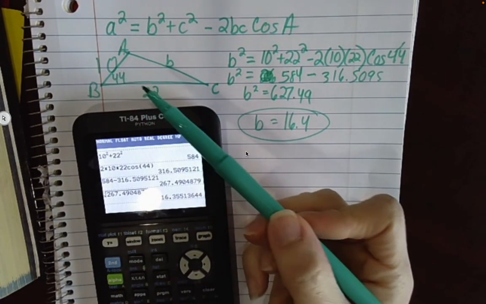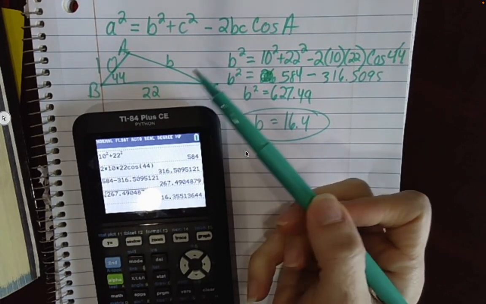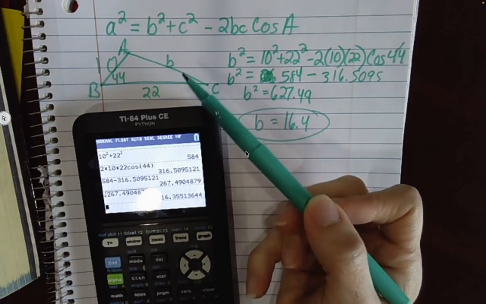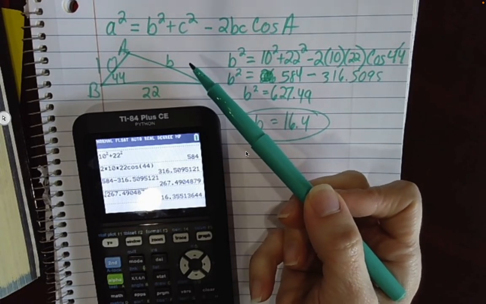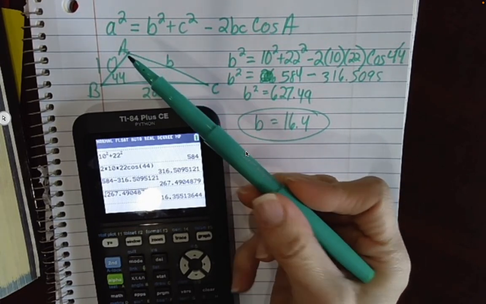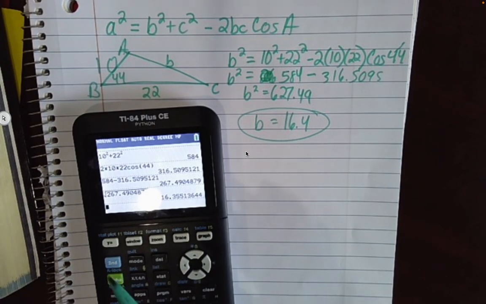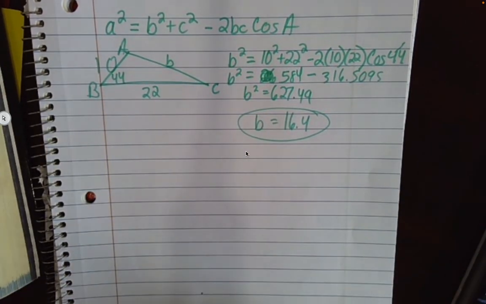This number's 10, this number's 22. I'm going to assume it's somewhere in a number close to that. If I got 900, would that make sense for my triangle to have 10, 22, and 900? Right? That wouldn't make sense. So it's a number close, so I think that would be right, and it is.